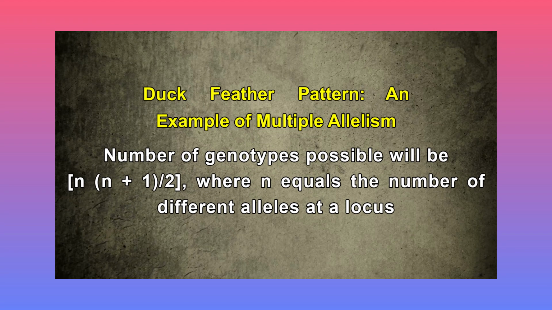In general, the number of genotypes possible will be n(n+1)/2, where n equals the number of different alleles at a locus. Working crosses with multiple alleles is no different from working crosses with two alleles. Mendel's principle of segregation still holds, as shown in the cross between a restricted duck and a mallard duck.